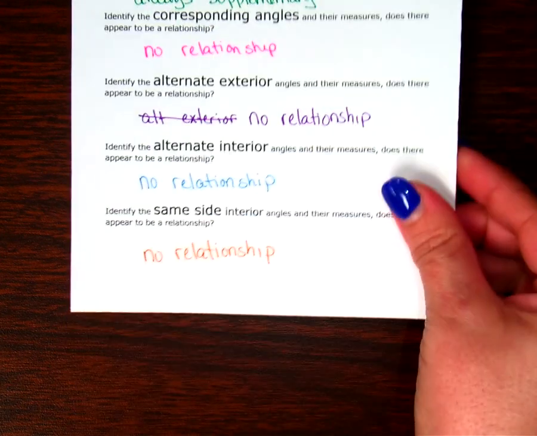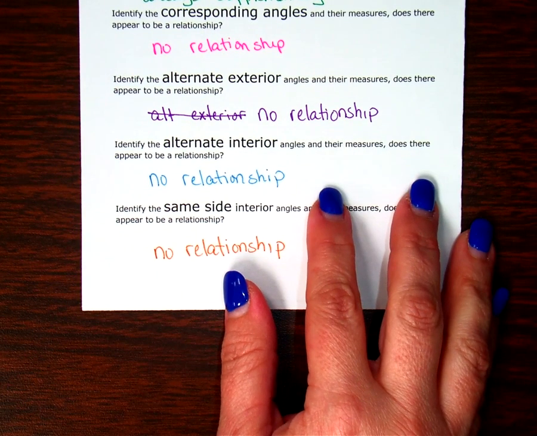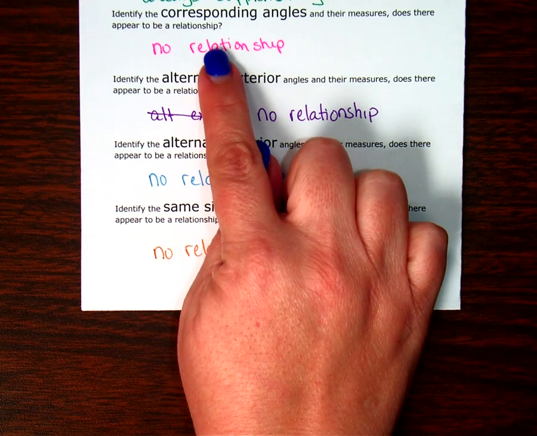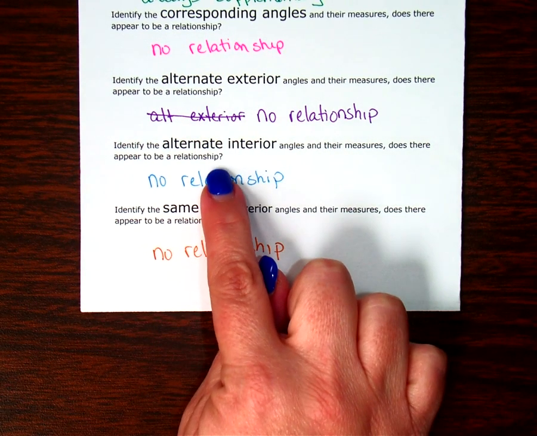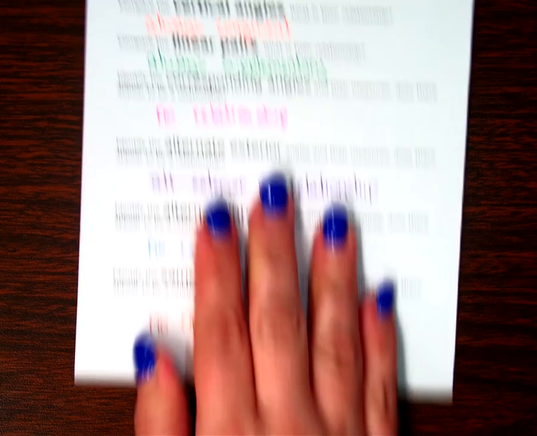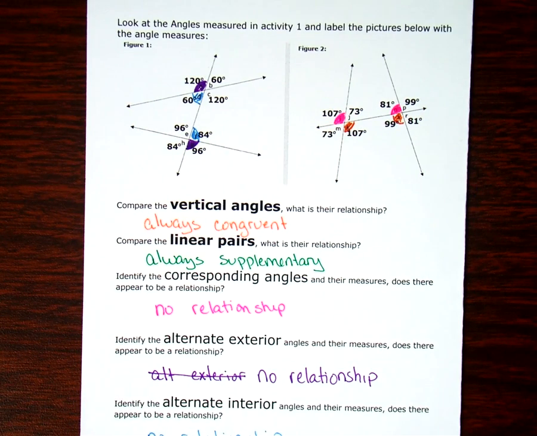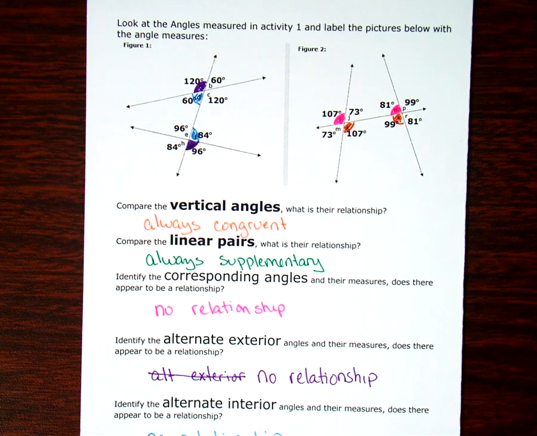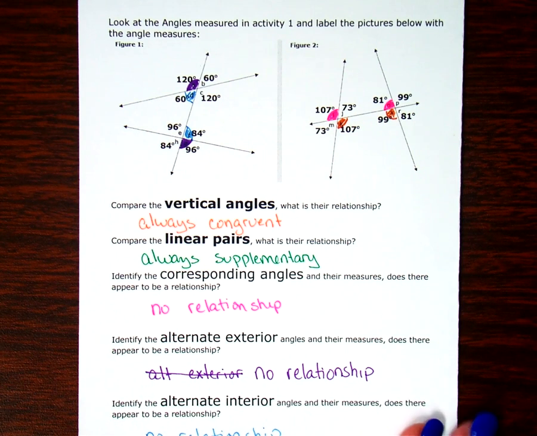And then we said there was no angle relationship, like measurement relationship, between the corresponding, the alternate exterior, the alternate interior, or the same side interior angles. There was no relationship. When we looked at the measurements, they weren't congruent, they weren't supplementary, they weren't complementary. There was no relationship that we could find.